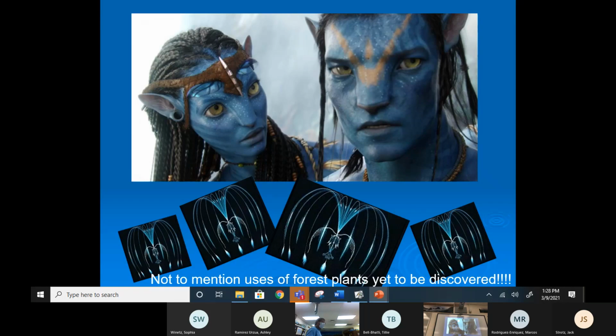And then there might be some plants that haven't even been discovered yet. Can you tell how old this is by my reference to Avatar? So what if there's some plants we don't even know what they can do yet, right? Because we haven't discovered them. So if we cut down the forest too fast, we'll not have a chance to do the research and find the cure for COVID or whatever it might be.